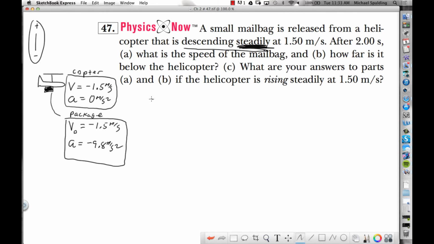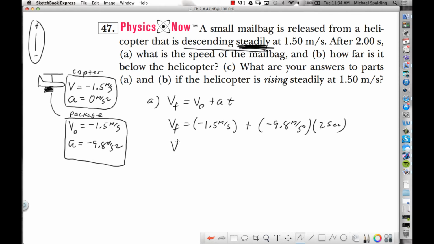So how do we do part A? Part A, we use this kinematic equation: VF equals V initial plus AT. So show your equation, then plug in. So VF equals V initial. What was V initial for the package? Negative 1.5 plus, and then the acceleration's negative, just meaning down, 9.8 meters per second squared for a time of 2 seconds. So we get a V final of negative 21.1 meters per second.